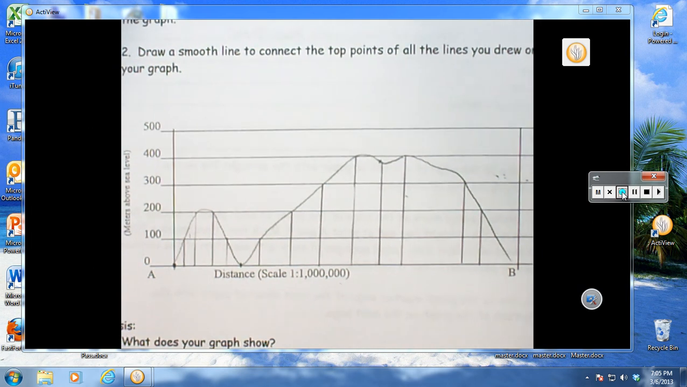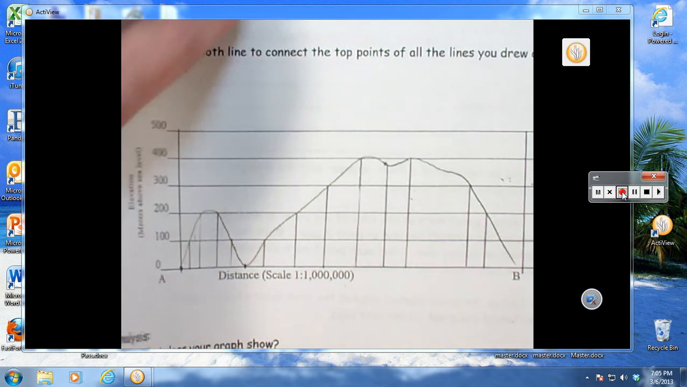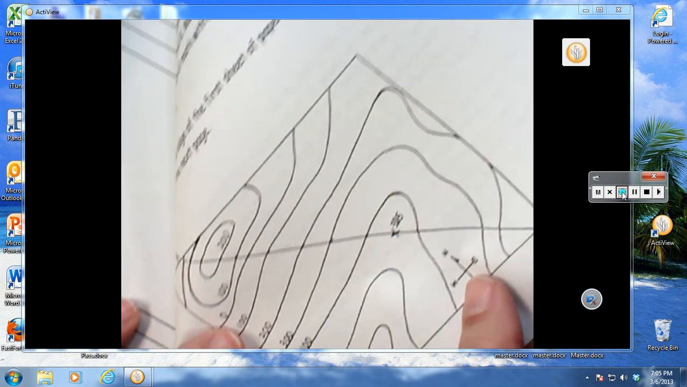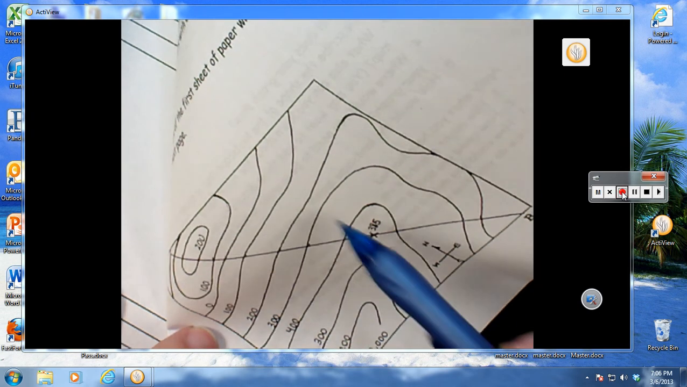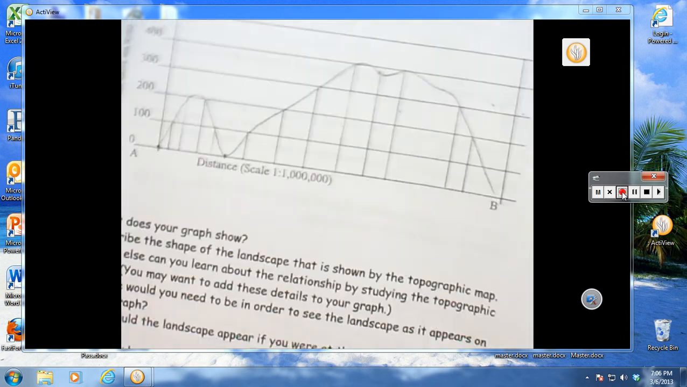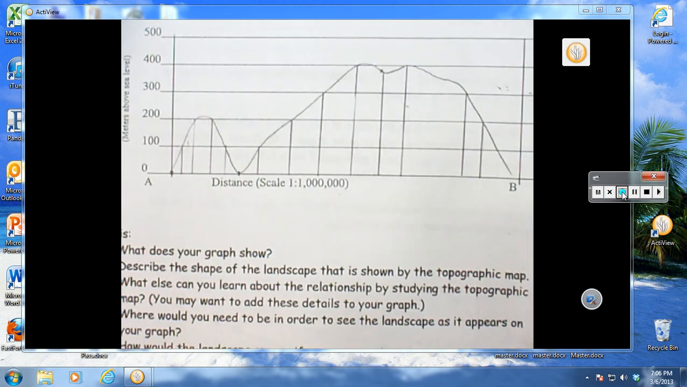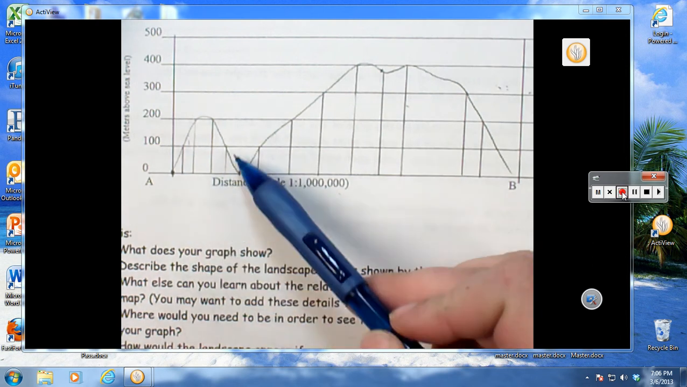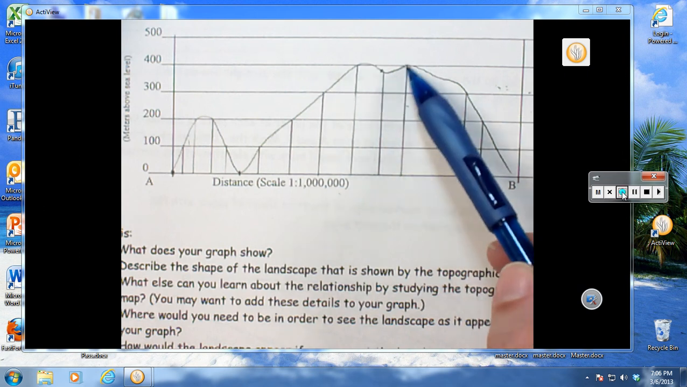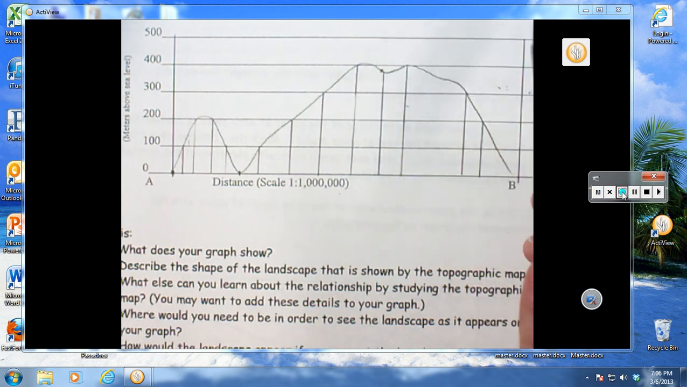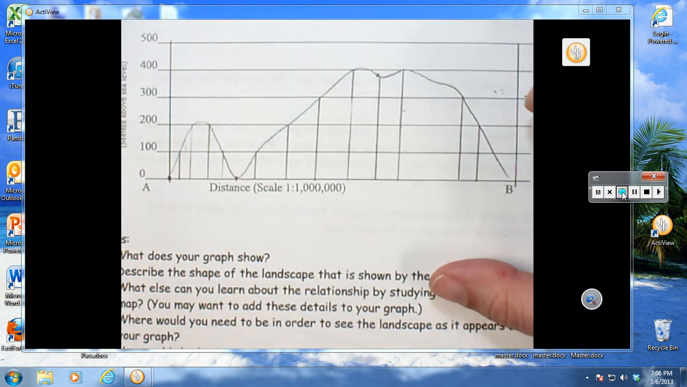What you've now created is a profile of this topographic map. If you look at just the topographic map, you can kind of get an idea and make a guess of what you think it'll look like. But if you were standing way far away from this location, this is what you'd see. You'd see this hill, and then you'd see a big dip or a valley, and then you'd see a really tall mountain, and then you would see this dip at the top, so possibly it's a volcano or some sort of crater, and then it would come right back down. So a profile is basically the side view of the topographic map that you're looking at.